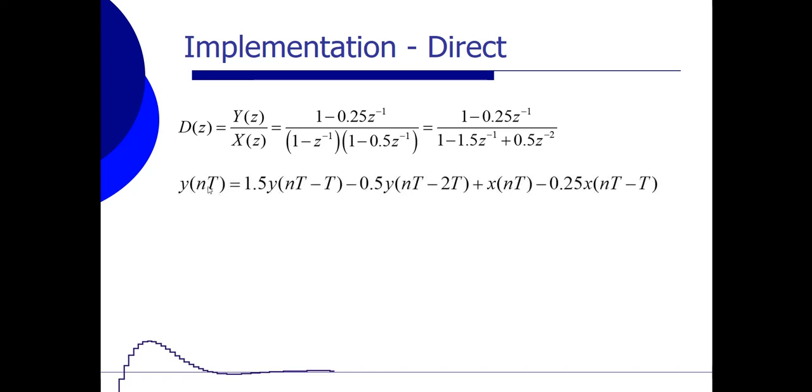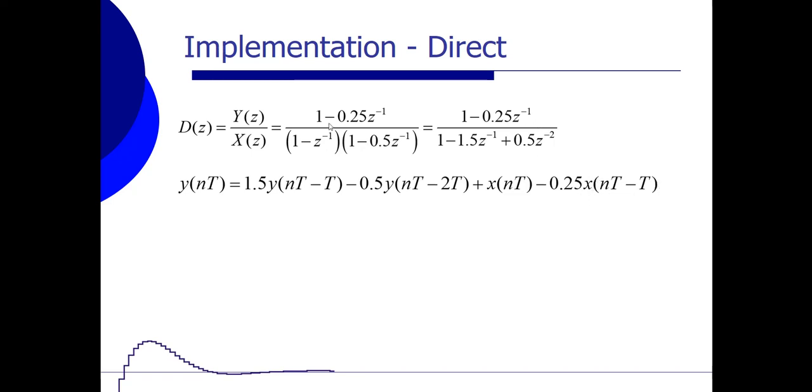In the time domain, we can say Y is equal to 1.5 times Y one sample delayed, which is written over here, minus 0.5 times Y two samples delayed, which is written over here, which is that Z to the power minus 2 in the Z domain, plus X minus 0.25 times X one sample delayed, which is expressed over here.